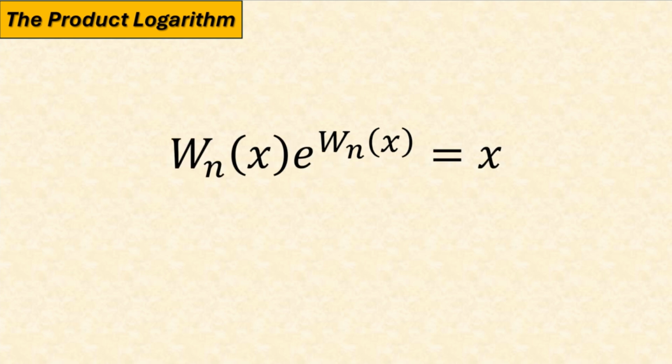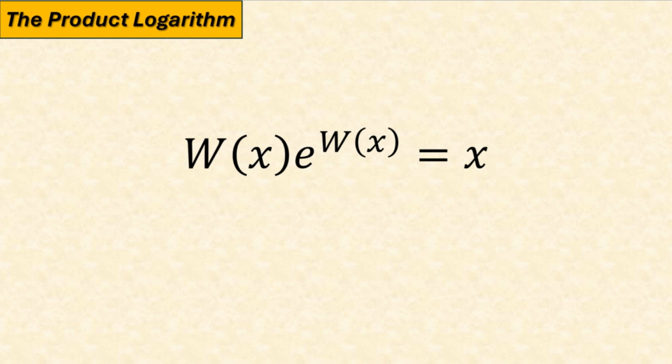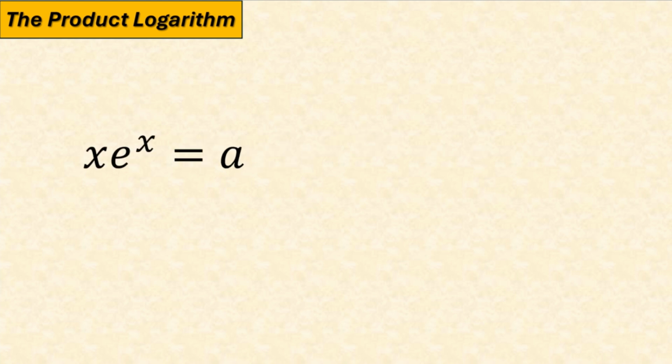The product logarithm is defined as the function where Wn of x e to the Wn of x is equal to x. It is also common to remove the n's for sake of simplicity, and only apply them later when you are finding the product logarithm at a particular value. Here, W of x would just represent a general solution to this equation.